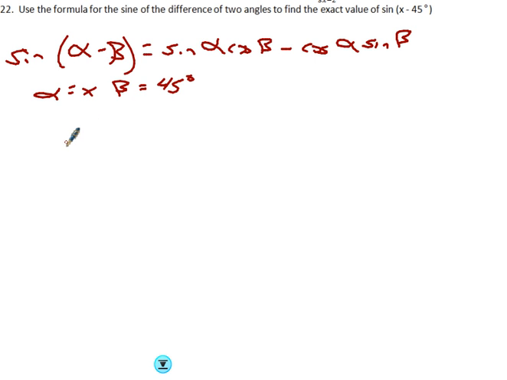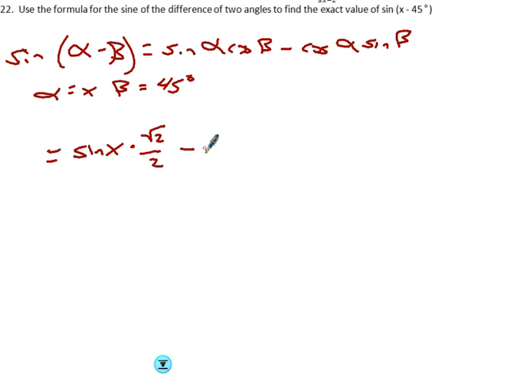So all we really have to do is substitute in the sine of alpha, the sine of x. You can't really figure that out. There's not enough information to go for it. So all we can do is just say this is the sine of x times the cosine of beta. The cosine of 45 degrees, you do know that. That's the square root of 2 over 2.